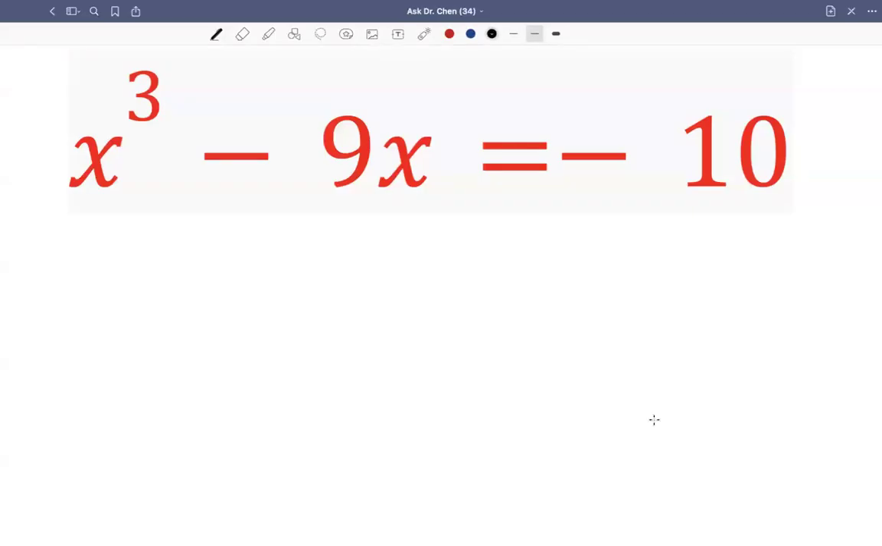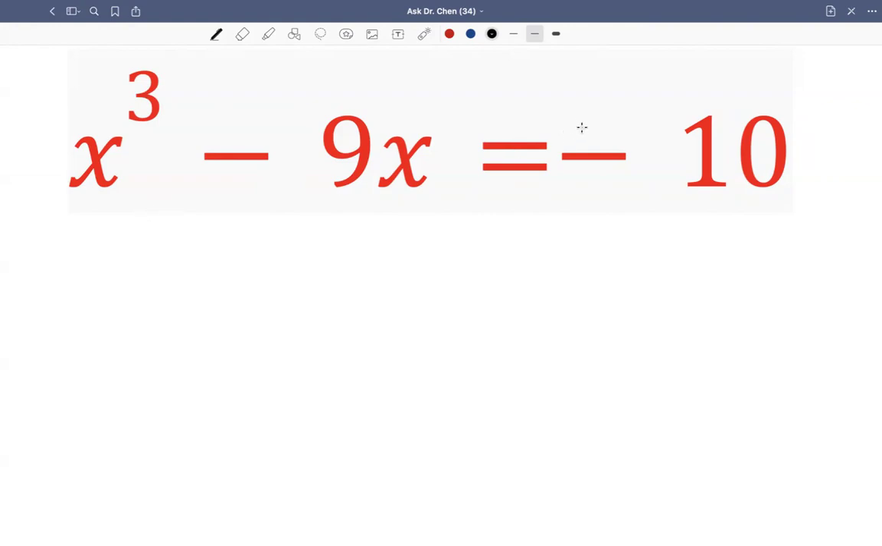Let's see this question. We want to solve this equation, but the leading term is a cubic term, x raised by 3. It's not quadratic. If it's quadratic, we could try to factor, use the quadratic formula, or complete the square. But this will have a cubic term. So with a cubic term, usually we want to make a difference of two cubes or a sum of two cubes.